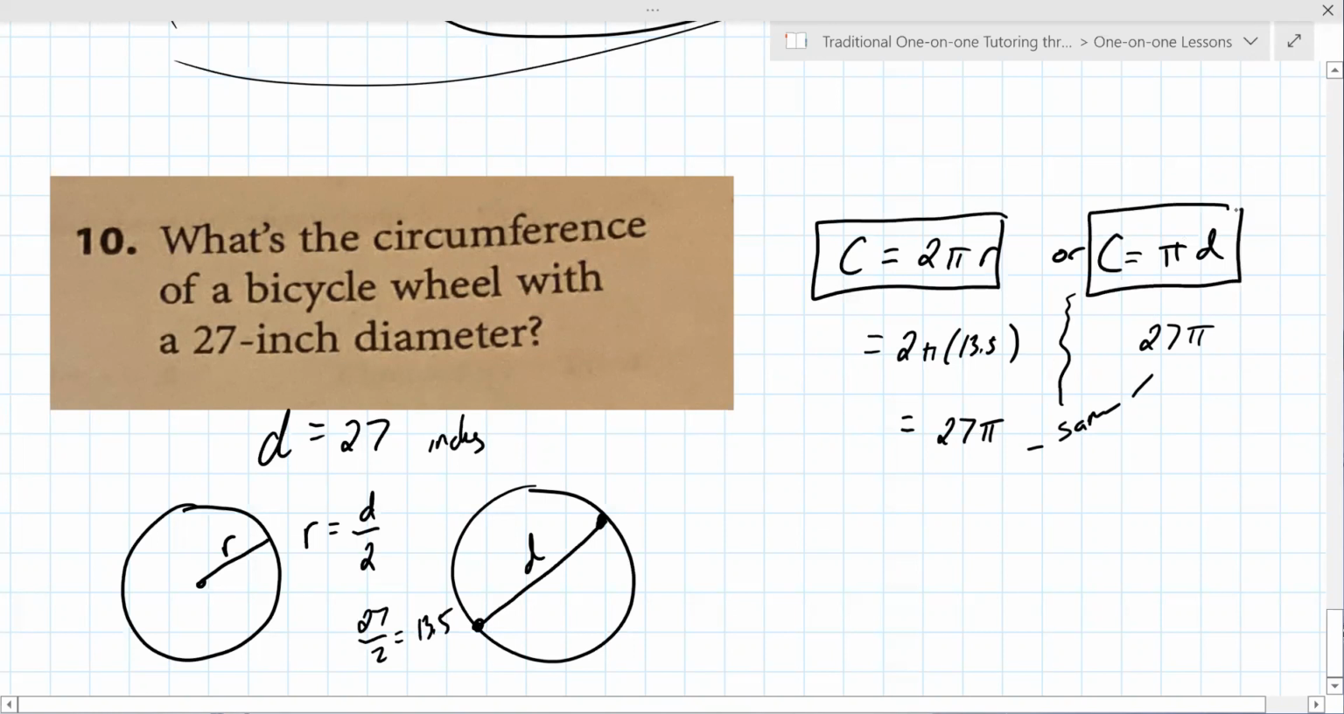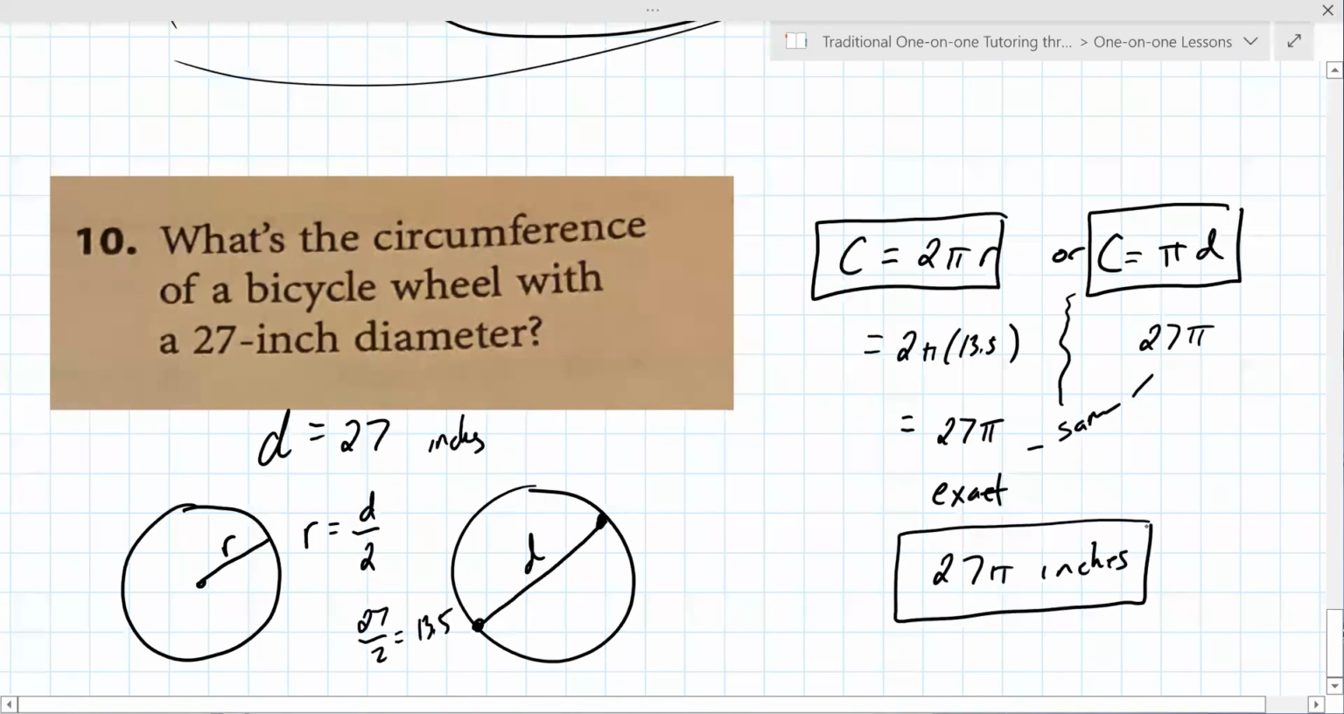And then I multiply it by pi? No. Oh, so that's the exact answer. This is exact. I'm literally just writing 27 pi plus the units. And the units. Yes, okay, that's exact.